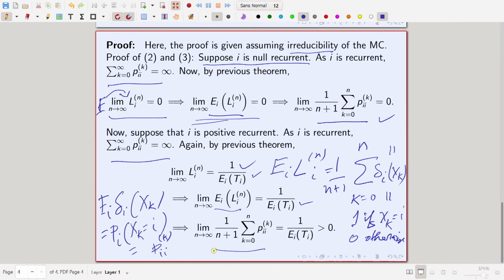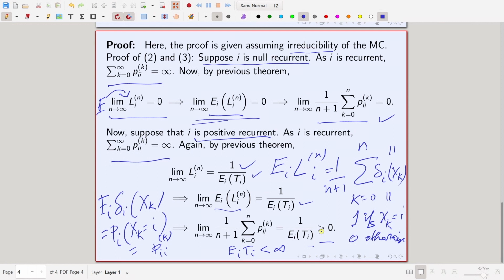So what this tells you is that the limit as n goes to infinity of 1 over n plus 1 summation k running from 0 to n of p_ii^k is equal to 1 over E_i of T_i. But since i is positive recurrent we know that E_i of T_i is less than infinity. So 1 over E_i of T_i has to be strictly greater than 0. So if i is positive recurrent we have shown that this is strictly greater than 0.